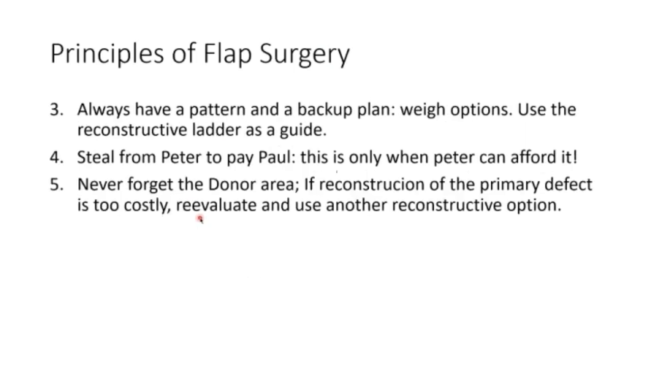Number three is to always have a pattern and a backup plan. It's best to weigh options using the reconstructive ladder as a guide. The fourth is to steal from Peter to pay Paul, and this is only when Peter can afford it. This is just to say that you take from the donor site to the recipient site in a way that it does not cause morbidity for the donor site.